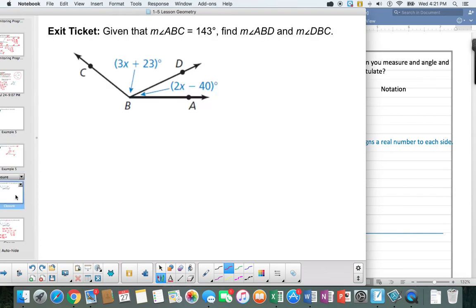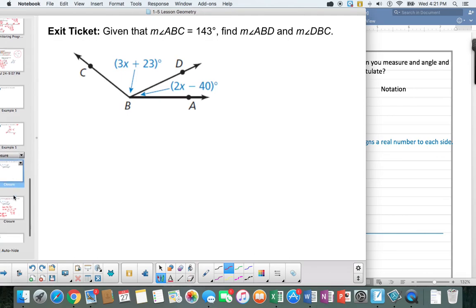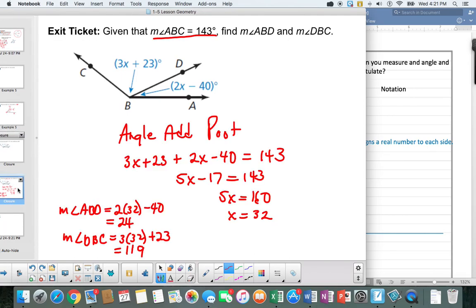Okay, here's your last opportunity. Find the measures of angle ABD and angle DBC. Stop the screencast, figure out the problem, and then start it again to look at the answer. Here's the answer. You need to use the angle addition postulate. So we know the little angles have to add up to the big one. This is the end of lesson 1.5.